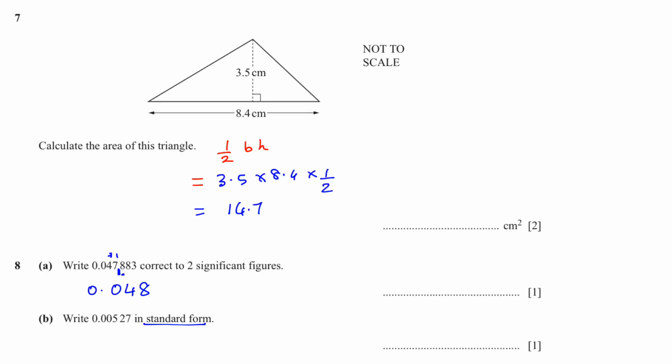In B, write in standard form. When we write in standard form, we can have only one number before the decimal. So it will be 5.27. Then multiply by 10. How many places did you move the decimal? 1, 2, and 3. You're moving the decimal to the right side, so it will be a negative 3.